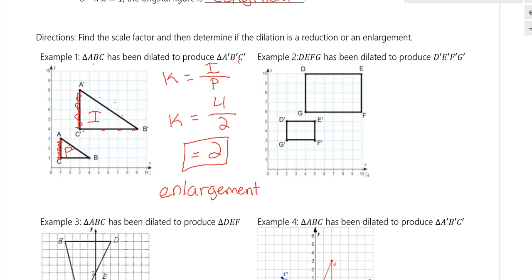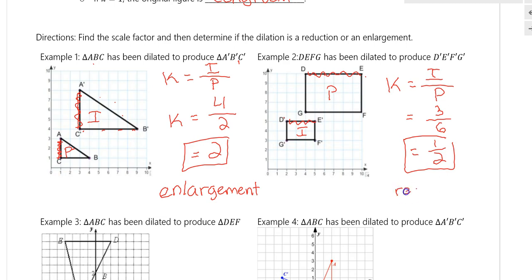Looking at example 2, my pre-image is this one. Right, the one with my primes is my image. I'm going to just choose a side on both of them. My scale factor is I over P, image over pre-image. 1, 2, 3 divided by 1, 2, 3, 4, 5, 6, which equals 1/2. Since 1/2 is less than 1, this is a reduction.